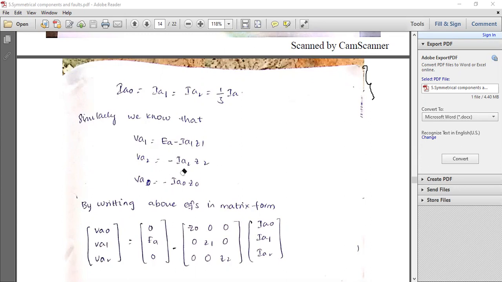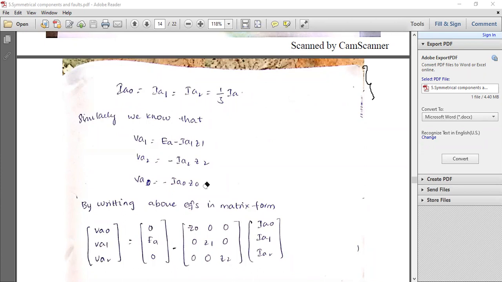Why are we considering the negative sign? Obviously, the current direction is reversed, as it is trying to flow in the reverse direction. So that's why we need to consider the terminal voltage of the alternator VA2 as equal to minus IA2 into Z2 in the negative sequence network. And VA0 is similarly equal to minus IA0 into Z0.